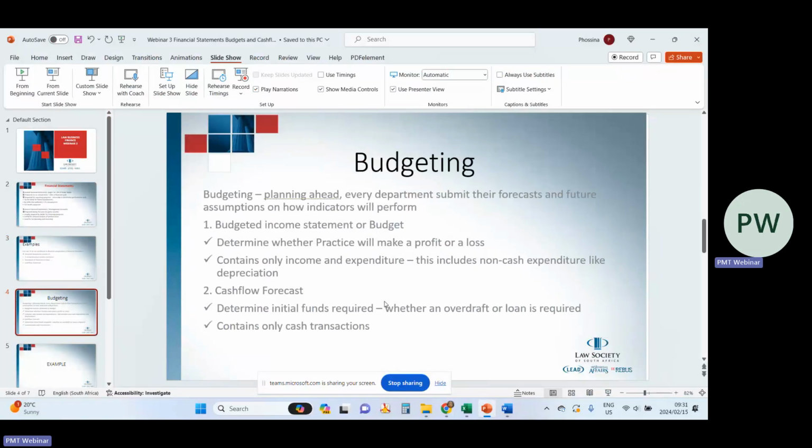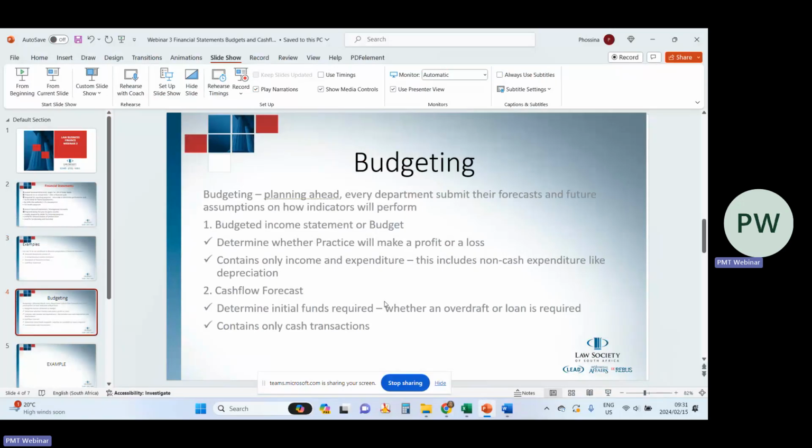Okay, and budgeting is very involving. How do I say it's very involving? You need to liaise with every department so that you get the information. It's unlike the actuals. The actuals, we get them from historic information. But this one is looking into the future. And when we look at the future, then we are forecasting, and everyone needs to be involved in what they are doing.